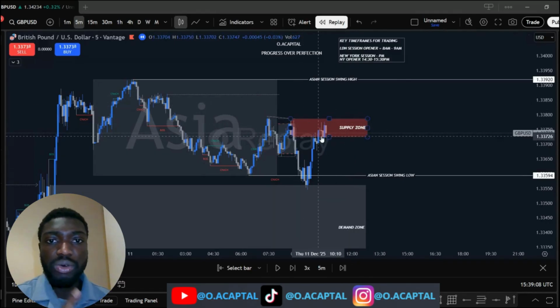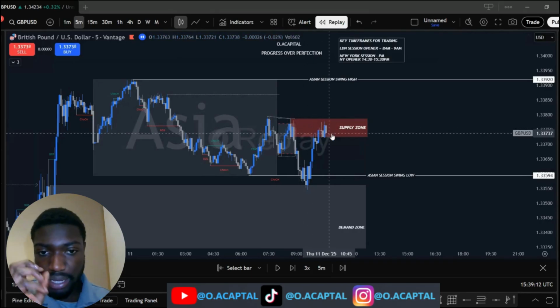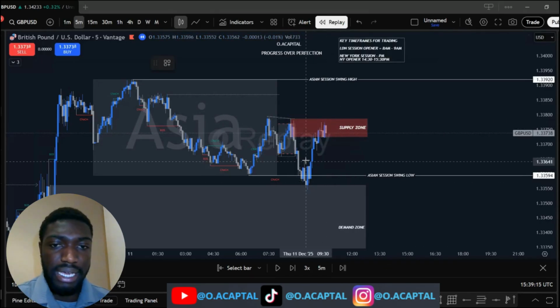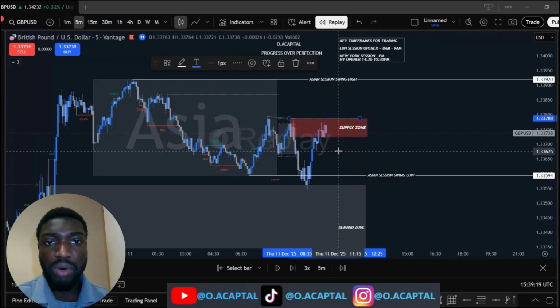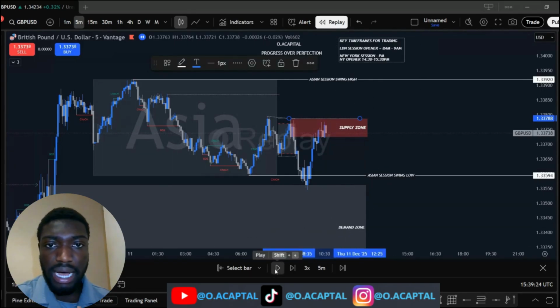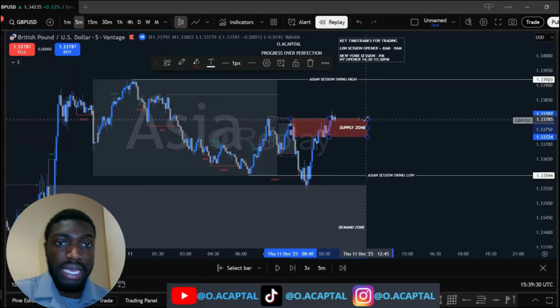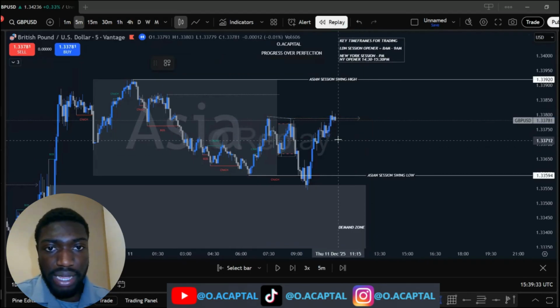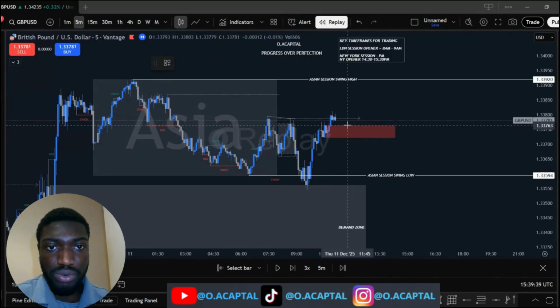Now again, because I knew this area would be a fake supply, I was waiting for a clean breaker structure around this area here, and then I would look to take a trade in. But let's see what price did while I was waiting for it. So we can see we've had a clean breaker structure. So in theory, this should have been my area here.